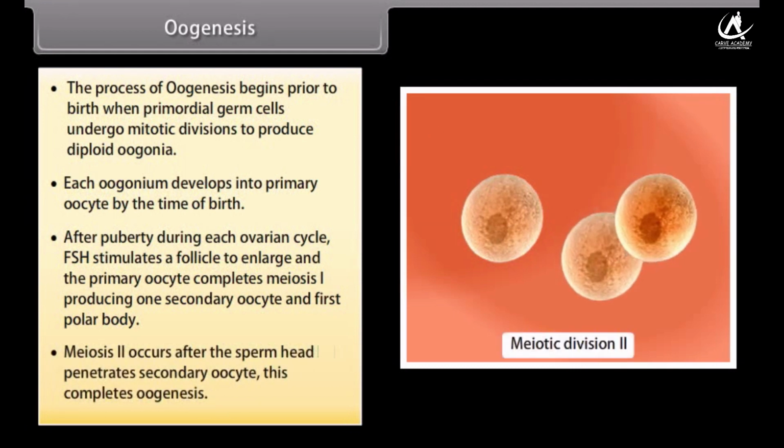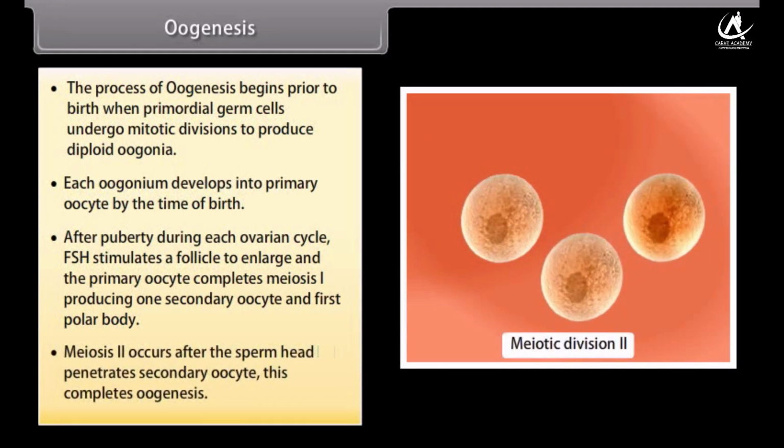Meiosis II occurs after the sperm head penetrates the secondary oocyte. This completes oogenesis.